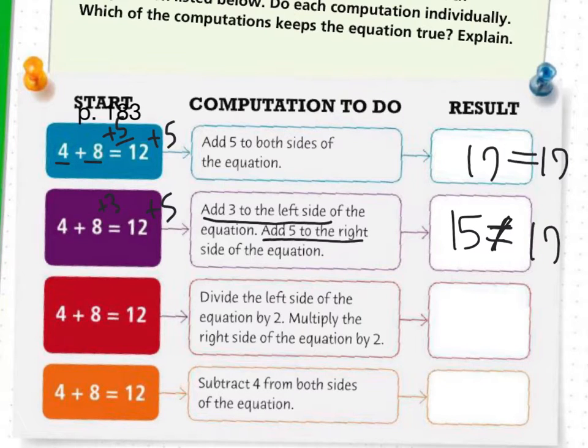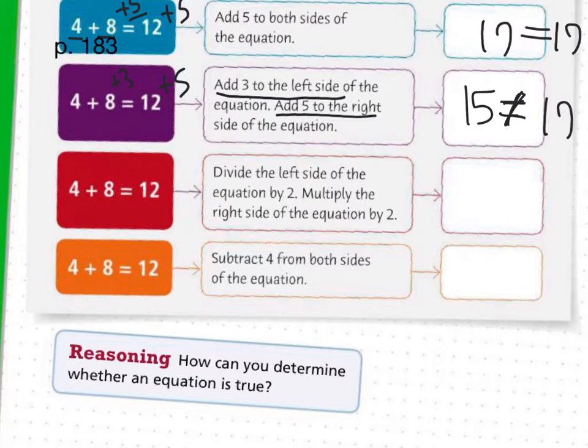You can think of this kind of like a balance. In the first problem, we had two things that were equal. We added 5, the same amount on both sides, and they were still equal. On the one we just did, we added 3 on one side and 5 on the other side. If they were equal before, and we add different amounts on different sides of the equation, they're not going to be equal anymore.